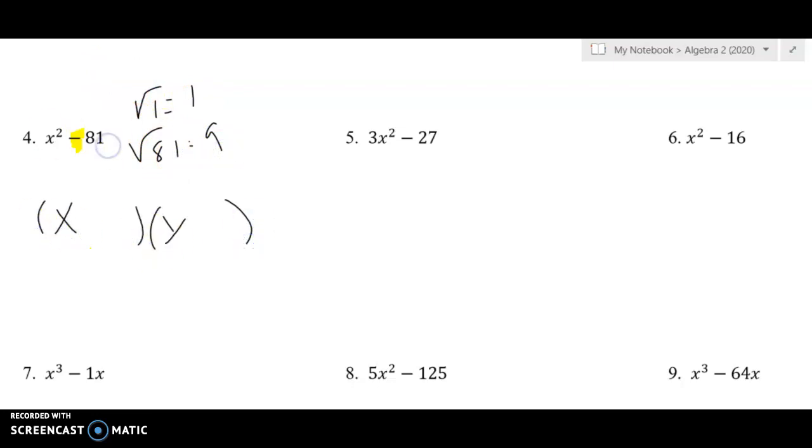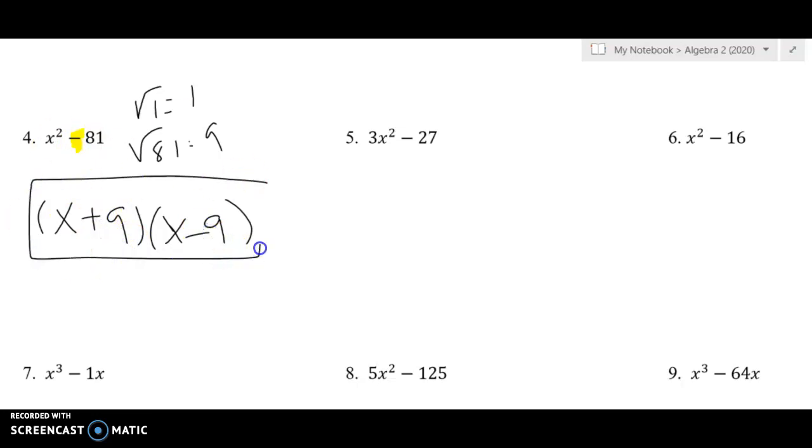Separate x squared into x and x. Square root of 81 is 9, so I put my 9s in there. One of them needs to be plus, and one of them needs to be minus. And that's it. All right, this next one, 3x squared minus 27.